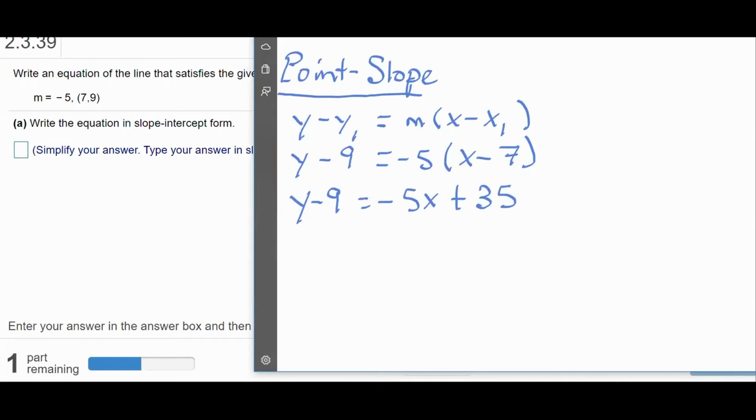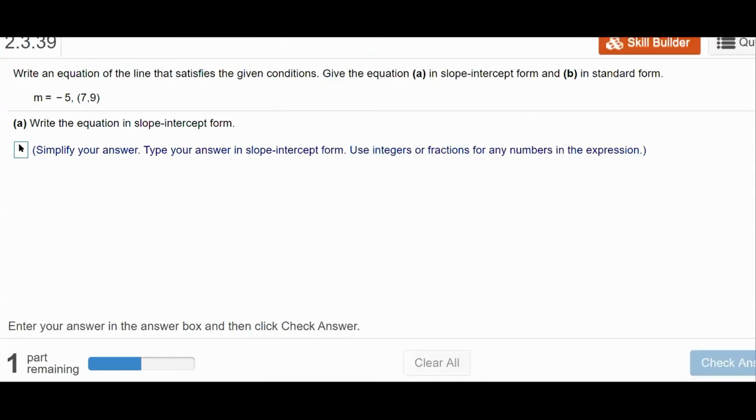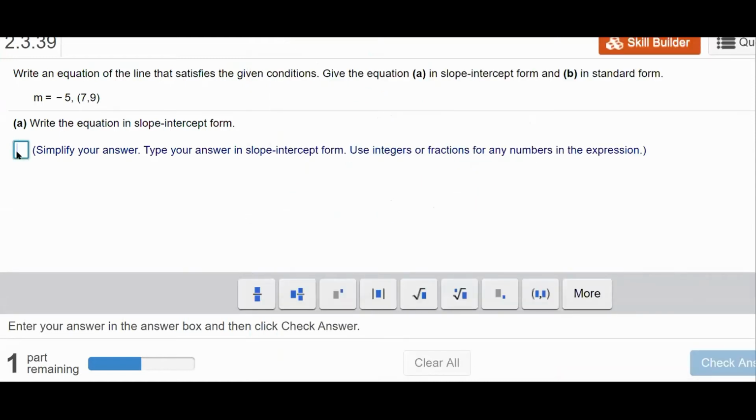If we add 9 to both sides, we've got -5x plus 44. That is what is equal to y. And if you double check, -5 times 7 is -35. -35 plus 44 is 9. Now this time they don't have the y equals already ready for us, so we have to type that in as well.